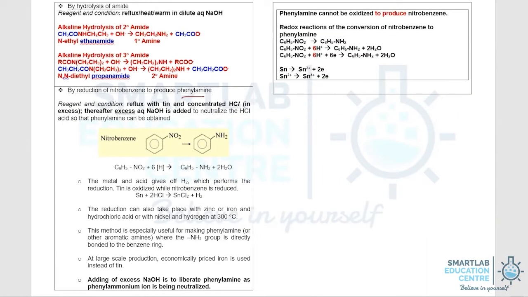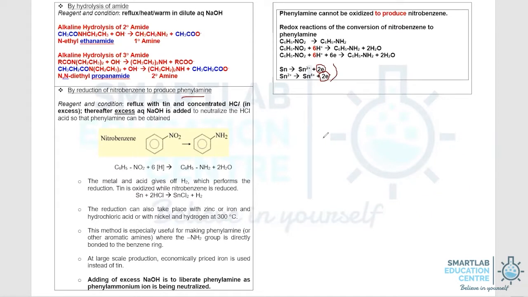Production of phenylamine. Phenylamine can be produced by reducing nitrobenzene. The reaction will involve the use of tin, because tin will be the reducing agent, and tin is typically used because for every 1 mole of tin, it can give up to 4 moles of electrons: 2 moles when converted to Sn2+, and another 2 moles when Sn2+ is converted to Sn4+.